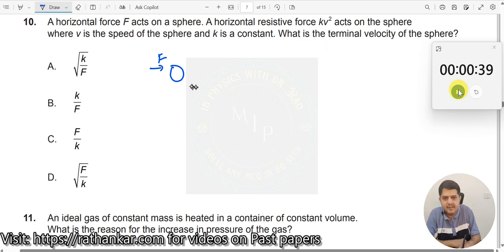So there is a resistive force. Okay, the resistive force is acting like this. Let us say Kv square is acting like this over here. Kv square is acting like this. What is the terminal velocity?